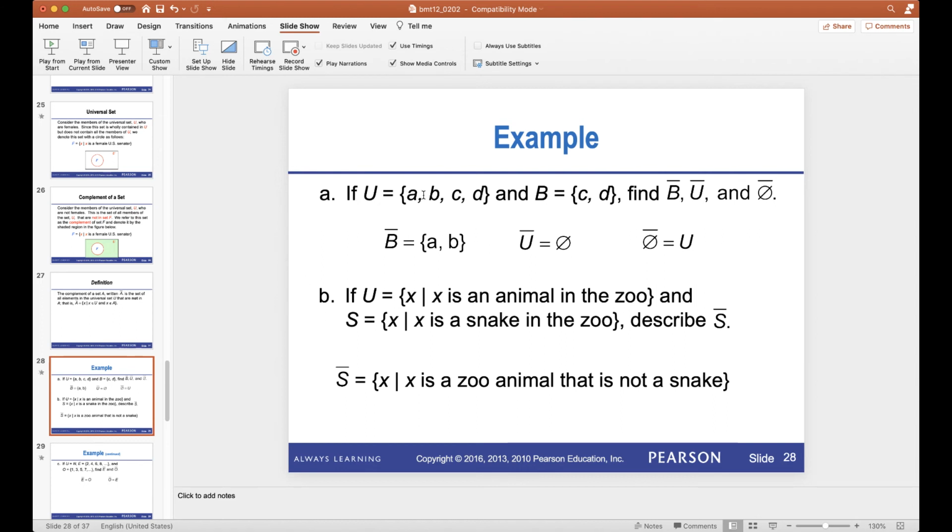If the universe is {A, B, C, D} and B = {C, D}, again B is part of this one but not all of it. Then the complement of B is going to be the ones that are not in B, so it's going to be {A, B}. The complement of the universal set is the empty set. U again is everything, so what is the opposite of everything? It's nothing, and nothing is represented by the empty set. The opposite of the empty set again is the universal set. If U, the universal set, is an animal in the zoo, and S is a snake in the zoo, describe the complement of S. It's any animal in the zoo that is not a snake.